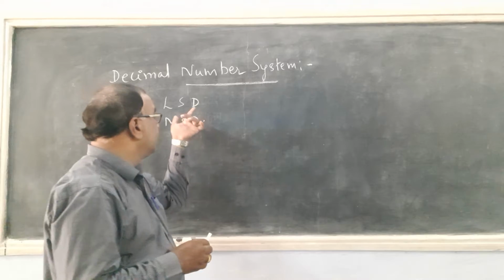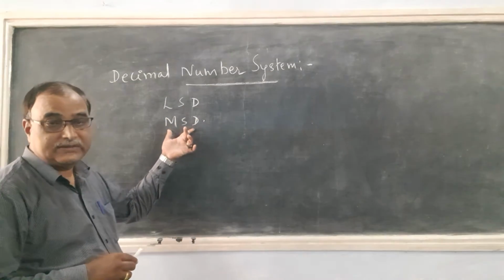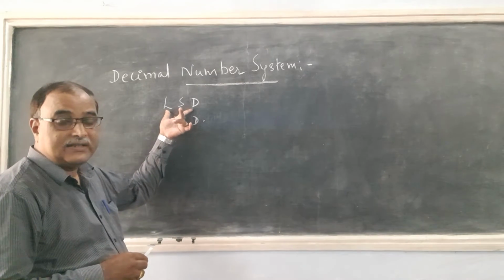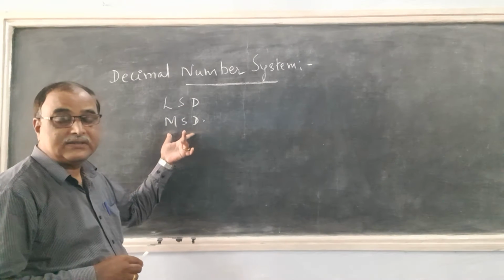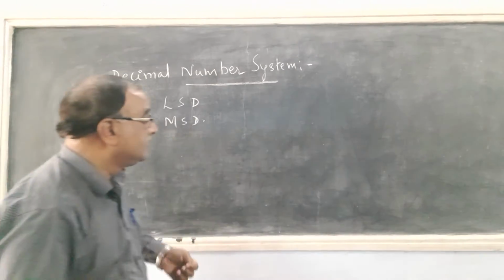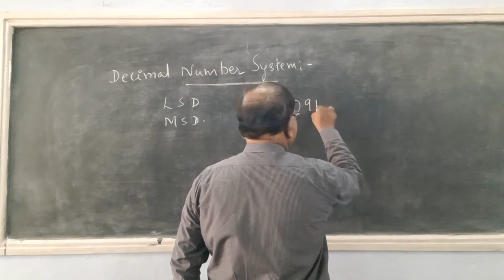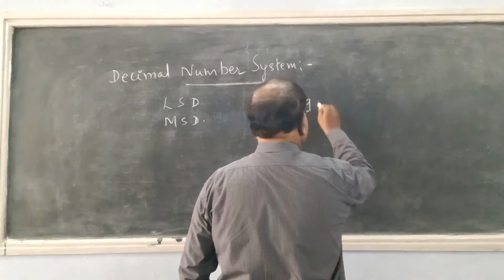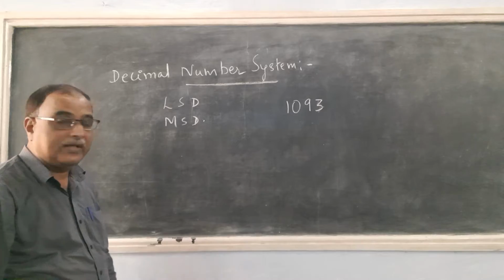There are two terms that are usually used, that is LSD and MSD. What is this? LSD and MSD. Now LSD is the least significant digit and MSD is the most significant digit. Let me consider one example. Say for example, let me consider a number, 1093. Now this is a decimal number.